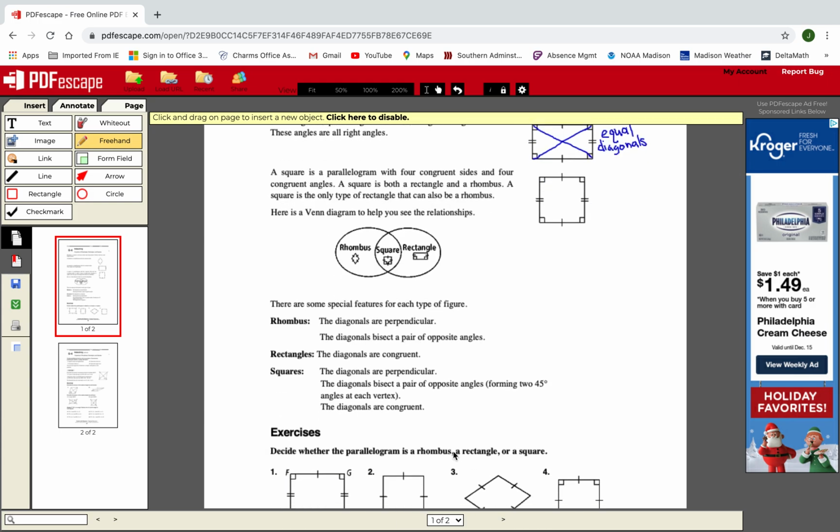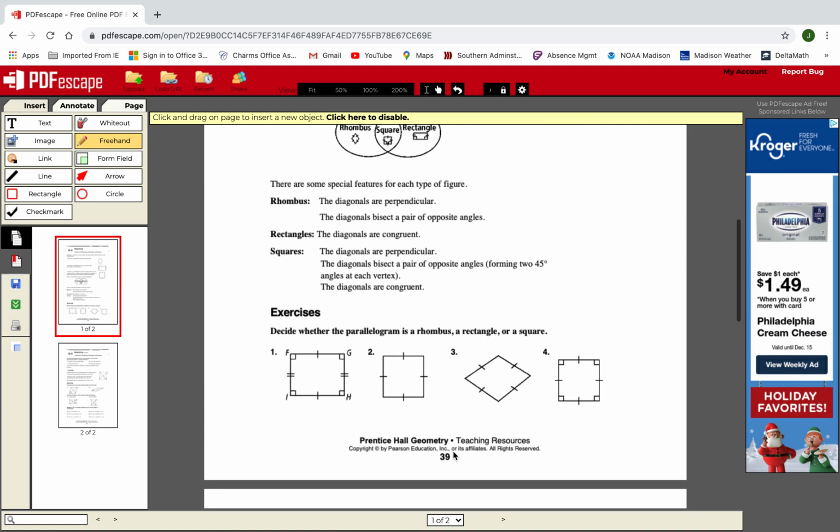So the exercises down here say determine whether the parallelogram is a rhombus, a rectangle, or a square, okay? So on number 1, we notice that the opposite sides are congruent, but all 4 sides are not congruent, which means it's not a rhombus, and it's not a square, which means it must be a rectangle, okay? So we will go ahead and type that one in the interest of time here. This one is a rectangle, okay?